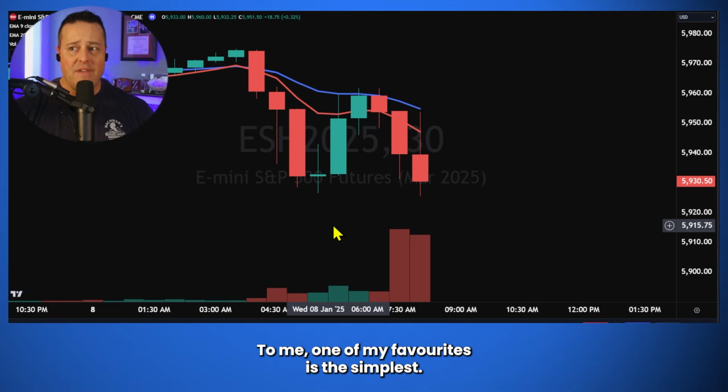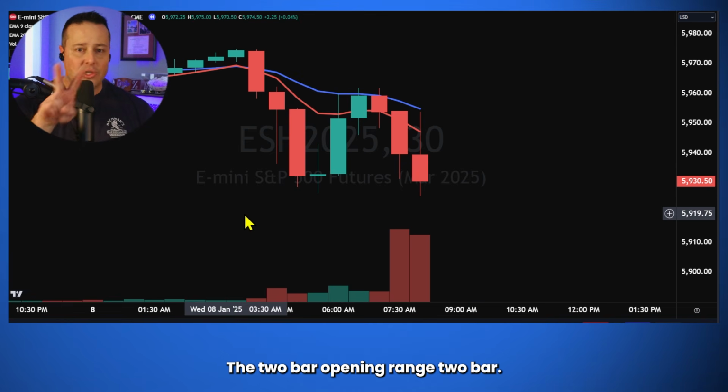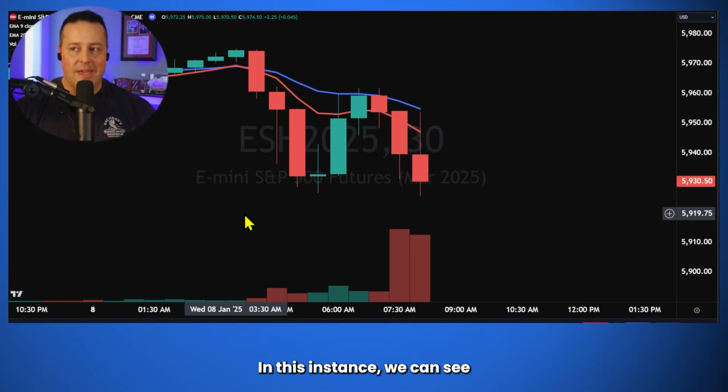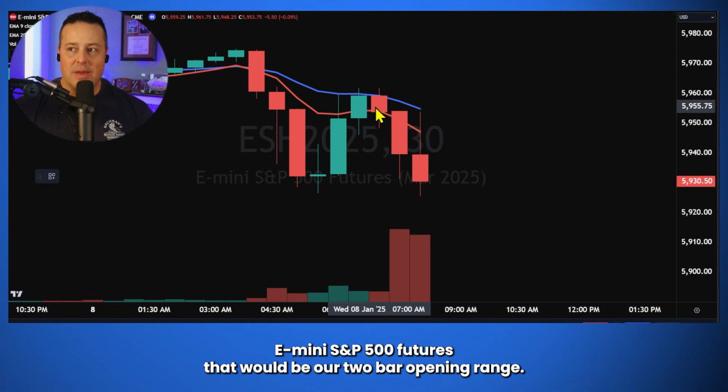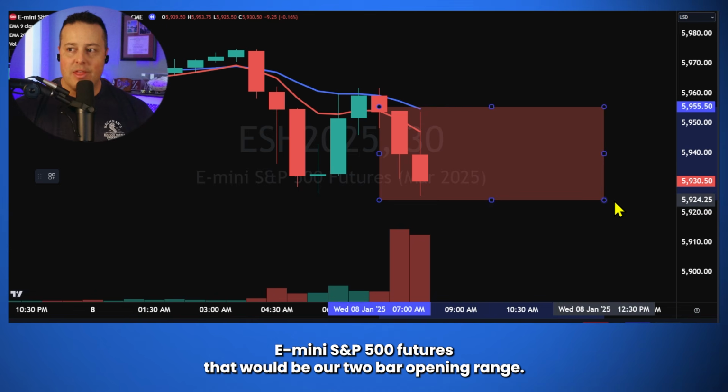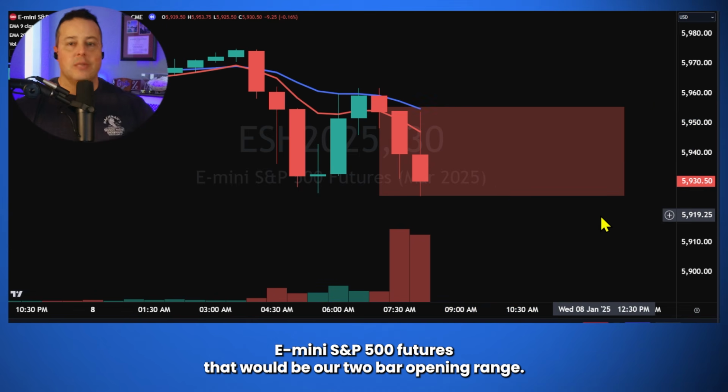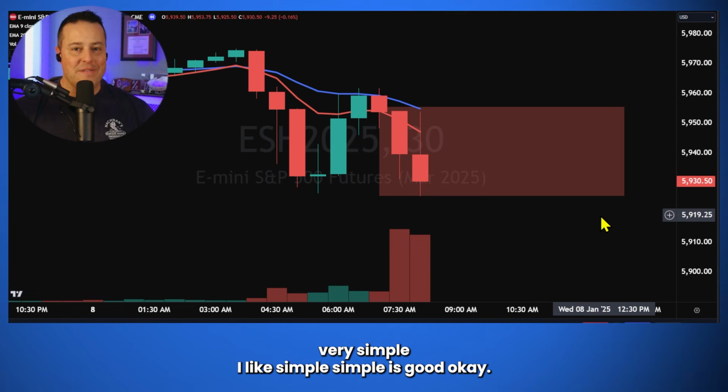To me, one of my favorites is the simplest, the 2-bar opening range. In this instance, we can see the volume is back in the market right after the US Open, that first hour, E-mini S&P 500 futures. That would be our 2-bar opening range. That's it. Very, very simple. I like simple. Simple is good.